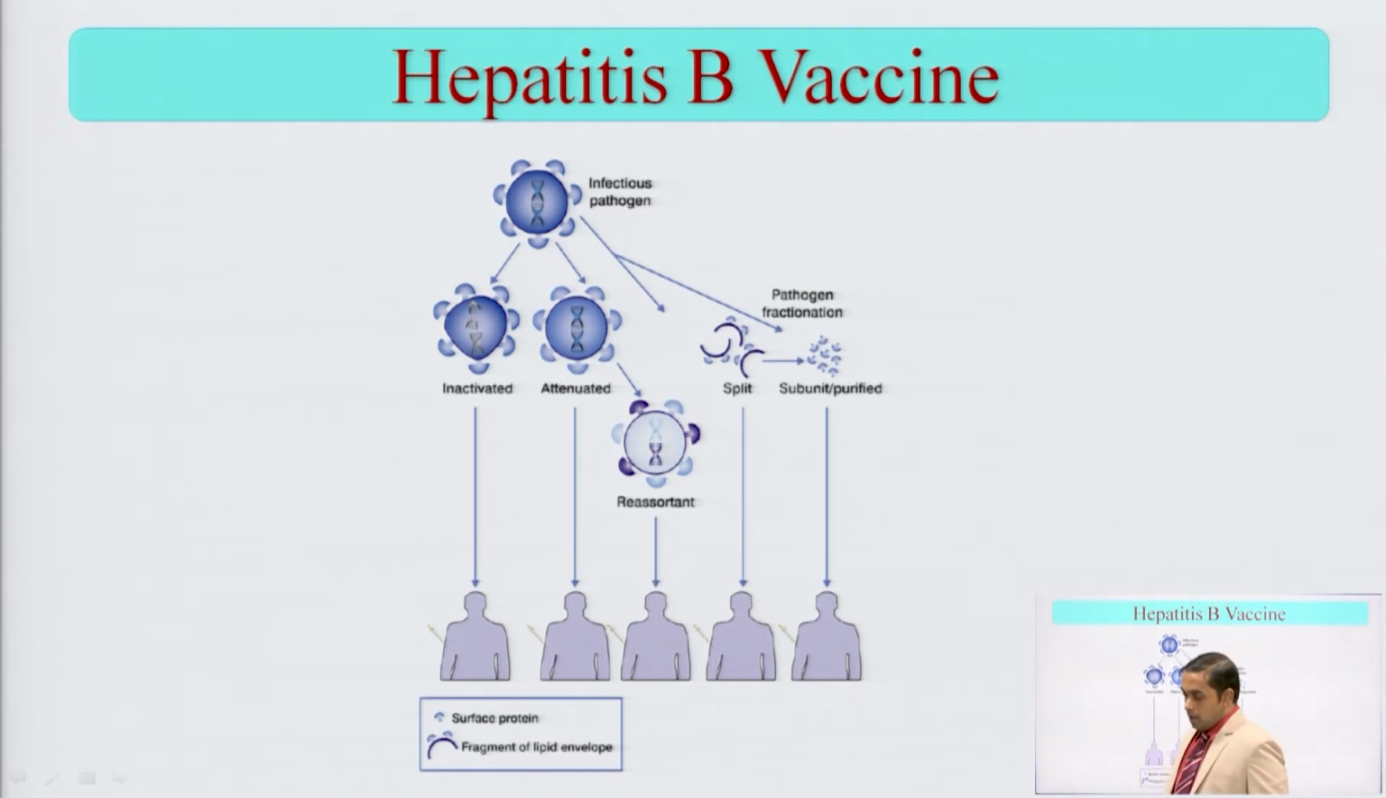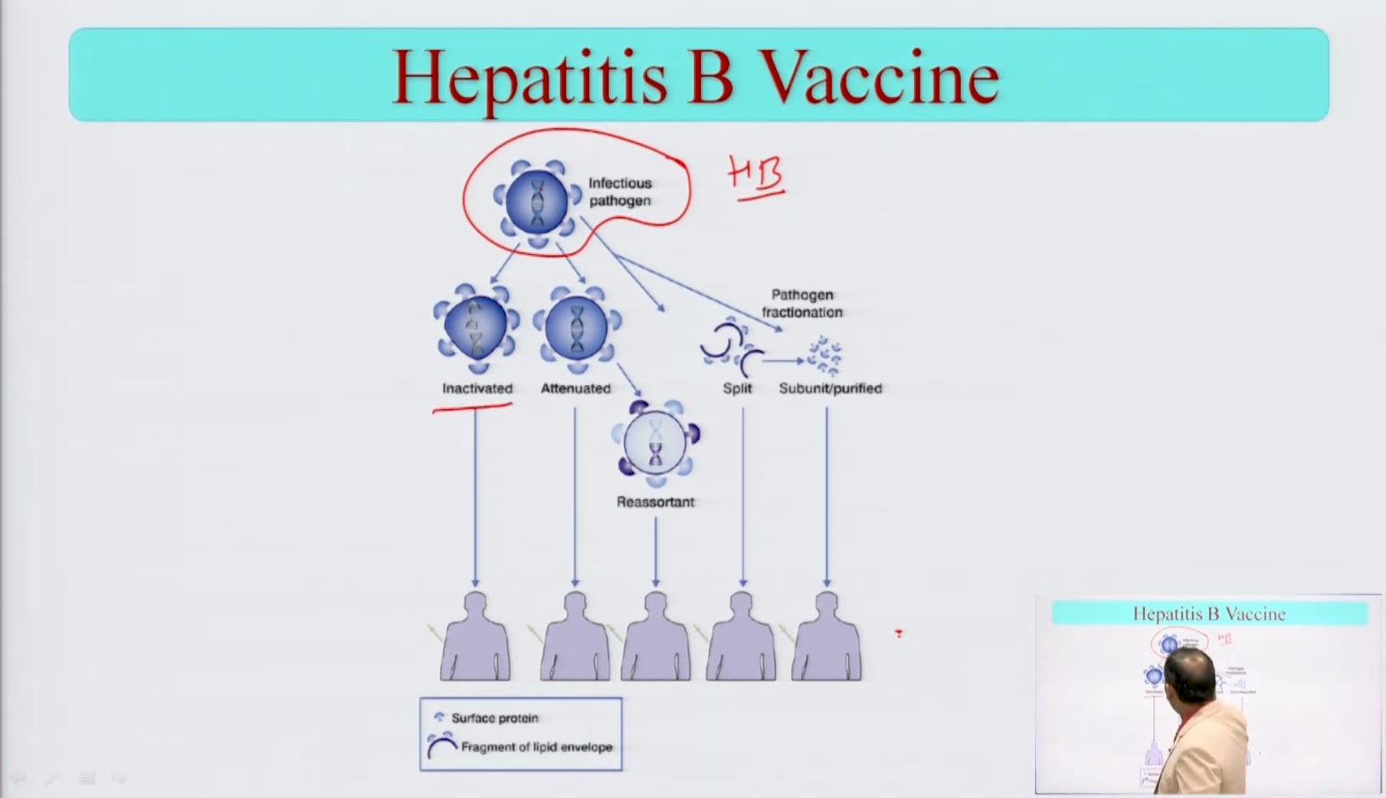Now, how are we actually giving it? You can see this is the infectious pathogen, for example, the hepatitis B virus. You can generate the antibody in the patient's body by using this process: either inactivated, where you take this virus and destroy its genomic material, or you make it attenuated, or after attenuation you make a reassortant where some parts are not activated, or you can split it, or after splitting give some subunit to the patient's body.